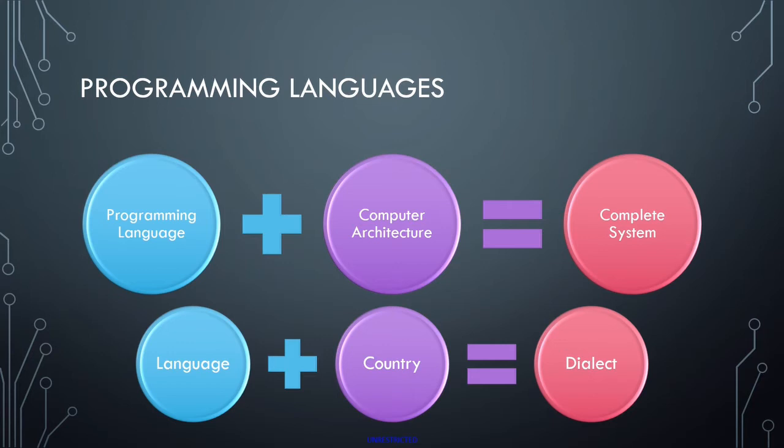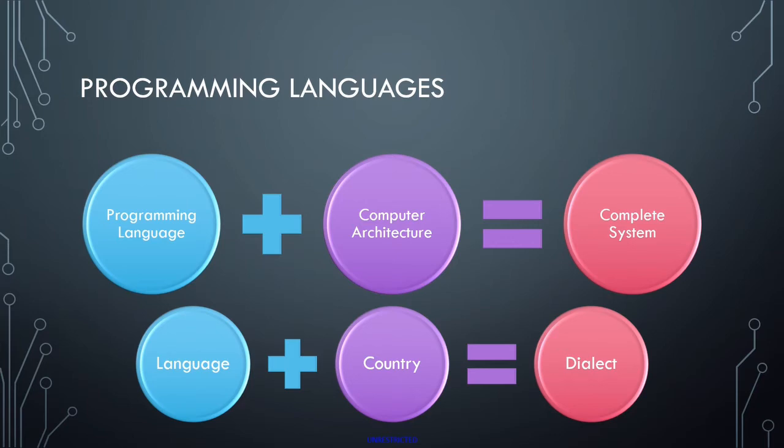And so what happens in terms of a language is that we would call what each of these people have a dialect. So a dialect is a unique combination of a language with that country. The country kind of acts as a modifier. It gives somebody a little bit of an accent. And the same thing happens where the computer architecture acts as a modifier of the programming language and gives us a complete system.